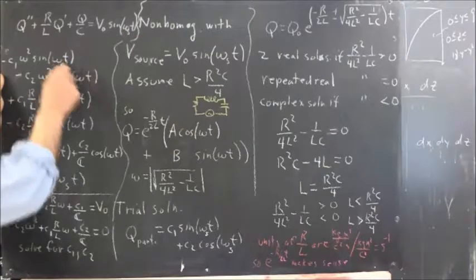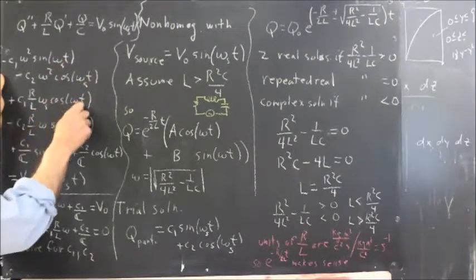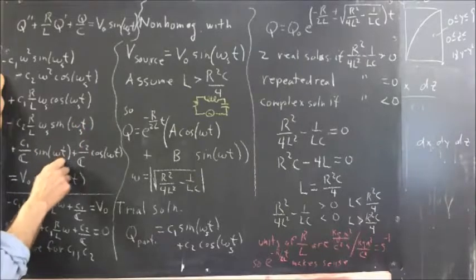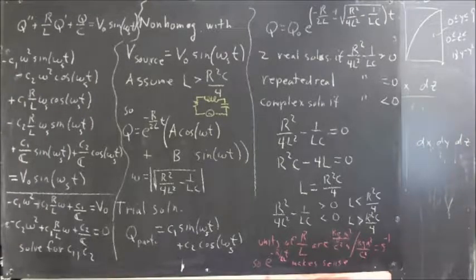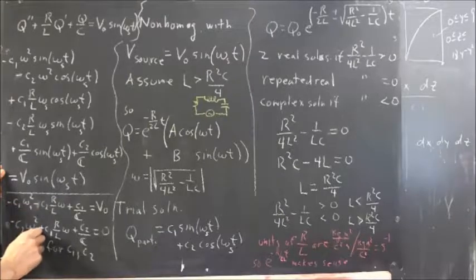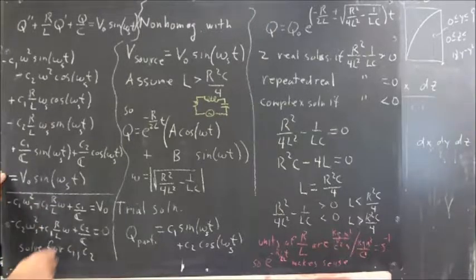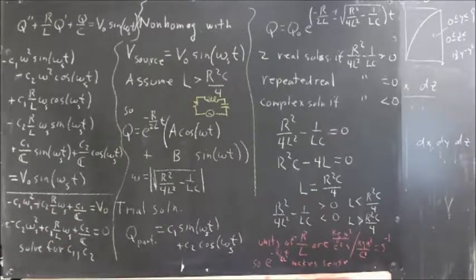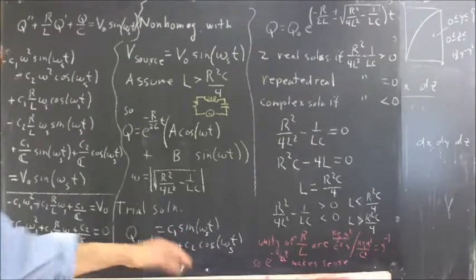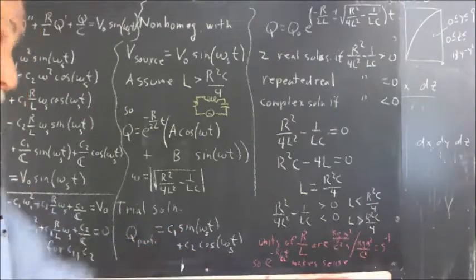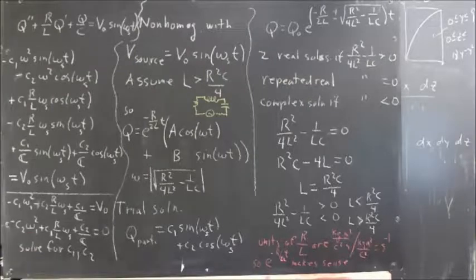And I'd better put those S's in there before I completely forget to do that. Okay, this is omega S. This is omega S. So is this. So is this. Okay. Now, that's what we get. And then Q prime is going to be what? It's going to be C1 omega S times the cosine of omega S t minus C2 omega S times the sine of omega S t. Again, this is extremely straightforward.